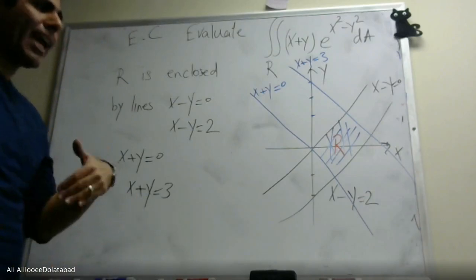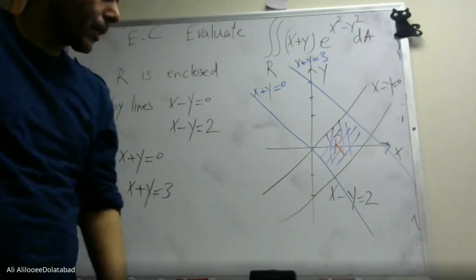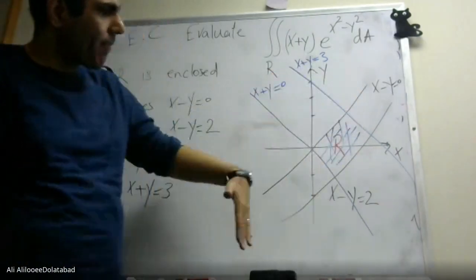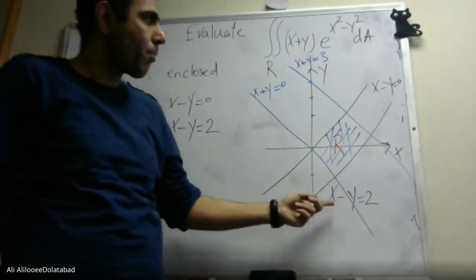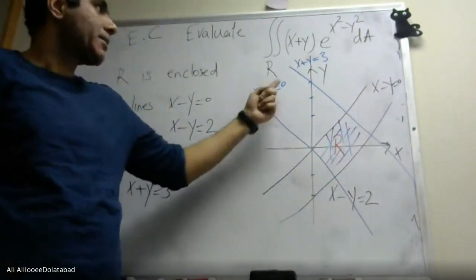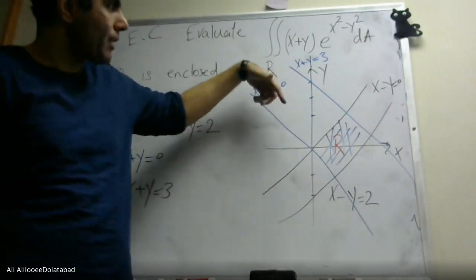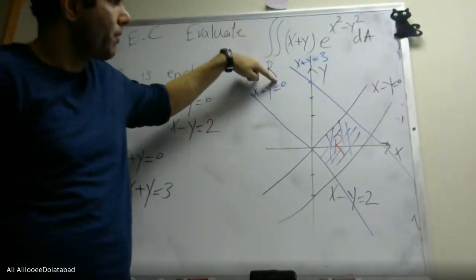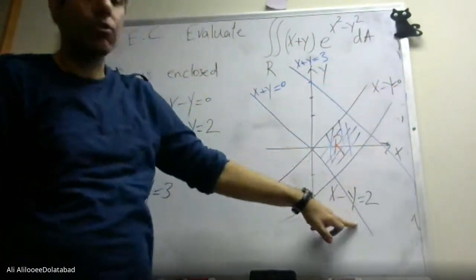You can guess what transformation here is appropriate. How? Because when you look at the given region, you can see that you have common equations, which are x minus y, x plus y. Because you can describe this region by using x plus y. You can say x plus y is between 0 and 3. x minus y is between 0 and 2.